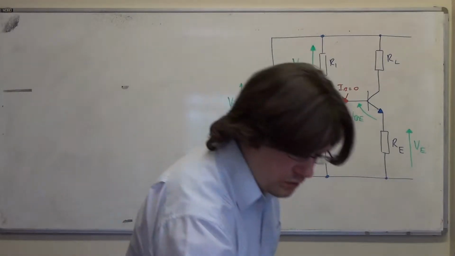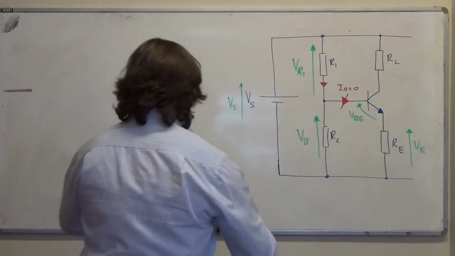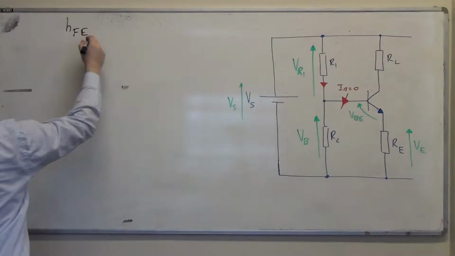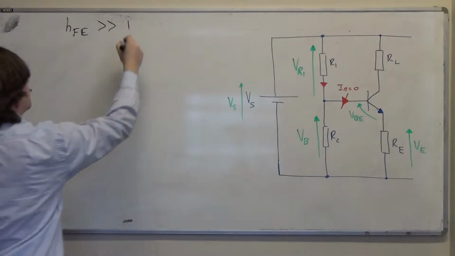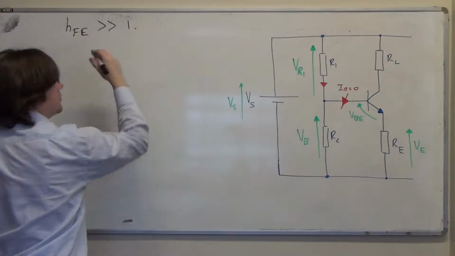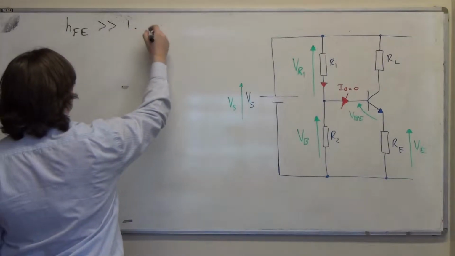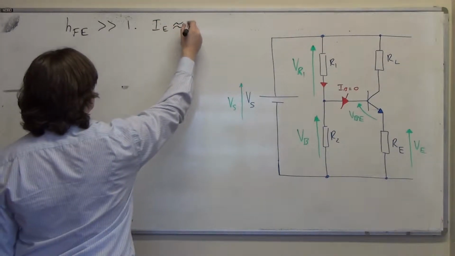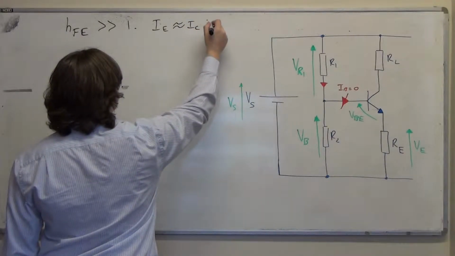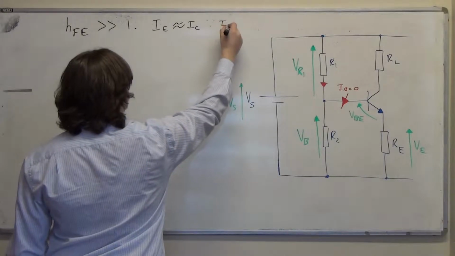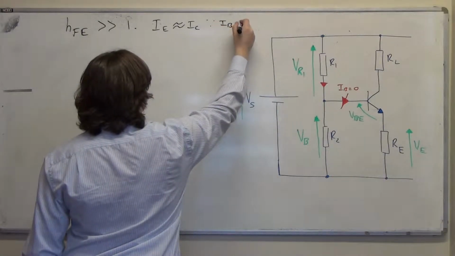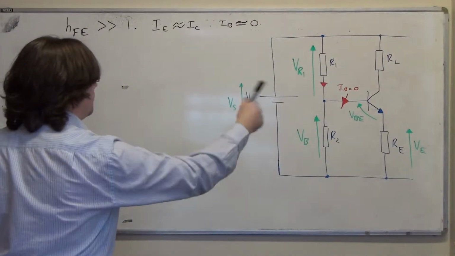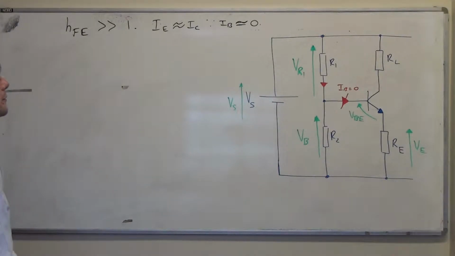So what else can we say? Well, we're saying little h, big F, big E, or capital F, capital E, much, much greater than 1. The other thing we're saying, these are assumptions, is IE is essentially equal to IC because IB is very nearly equal to 0, approximately equal to 0. Alright, so that's what we've got sort of verbally already.